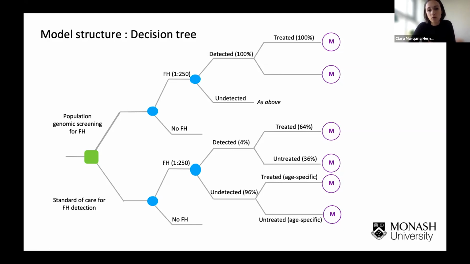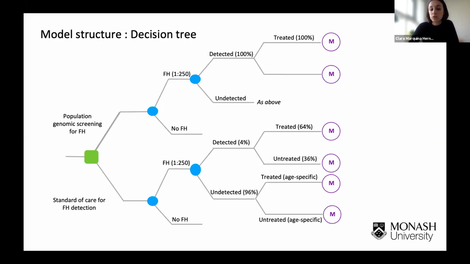But now, if we follow up, this is where it becomes interesting, because in the population genomic screening cohort, we have the potential to detect 100% of the people that have FH in the population. Whereas right now, in the standard of care, we are only detecting 4% of those patients, and 96% remain untreated, or at least undetected. Then if we move forward, we also have the potential in the population genomic screening to treat everyone from the moment that they are diagnosed. Whereas right now, we are only treating 64% of the people that we detect.